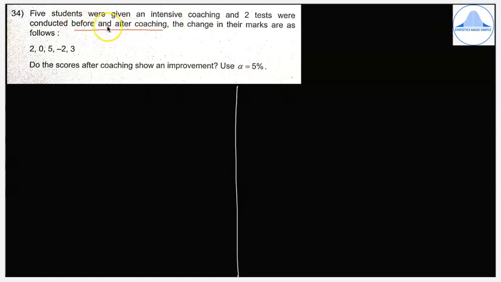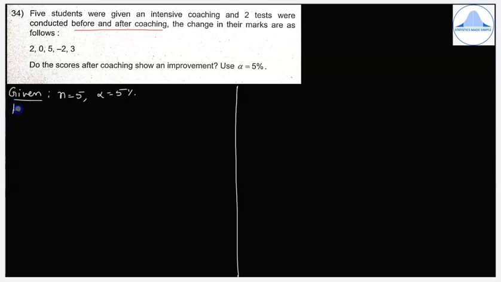All of us know that when the terms before and after are used, it is based on the paired t-test. But here they haven't given us the x and y values, but the change is already given. So these are nothing but the d values. That is, the difference between x and y is already given to us. So let us start the problem. We will write given n is equal to 5 and alpha is equal to 5%.